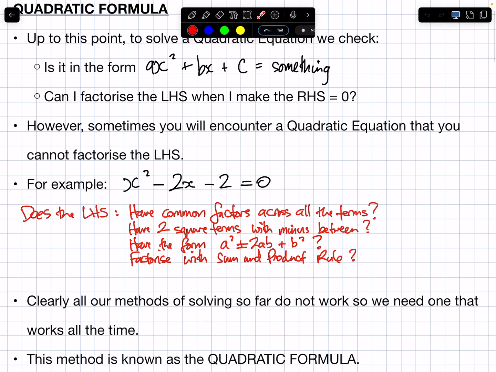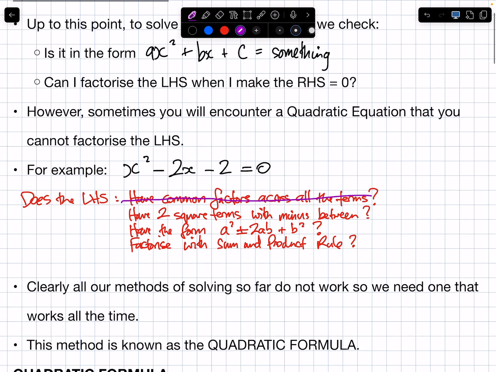For example, this: x squared take 2x take 2. I don't have common factors across all the terms because negative 2 doesn't have an x in it. It doesn't have two square terms with a minus between, so it's not difference between two squares. It's not in this form, so perfect squares won't work.